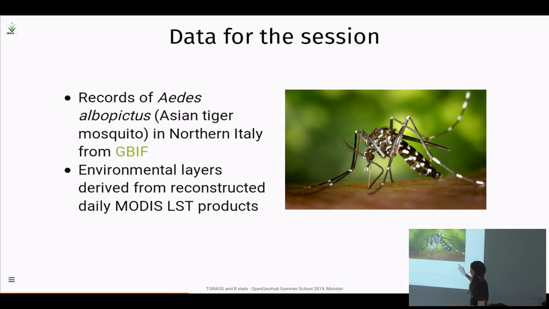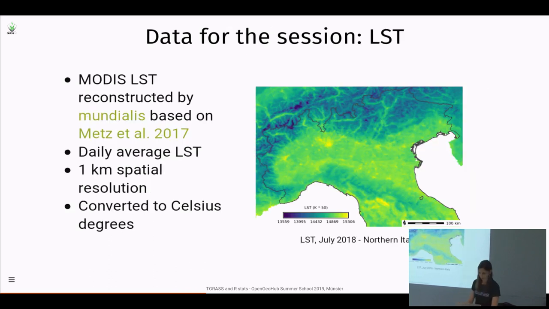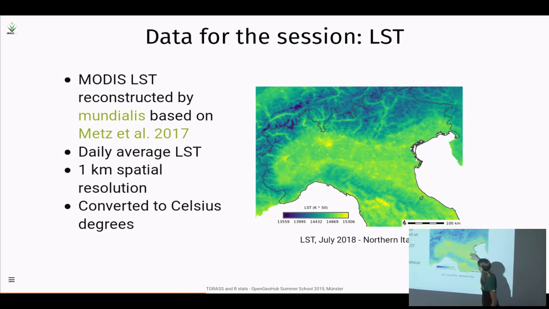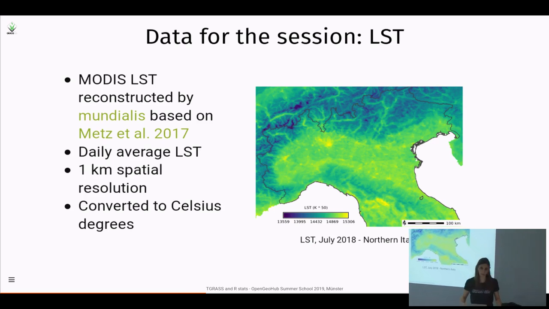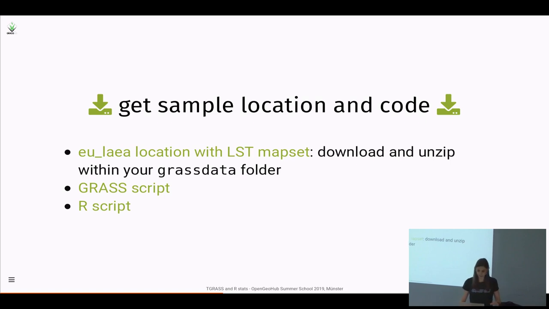Okay, this is the mosquito. Finally, a picture of an animal. And this is just a quick view of the data. Again, this will be our study area, northern Italy. That's where a lot of West Nile fever cases occur every year, and that's why we picked that area. Also, there are records of mosquitoes. And this I hope you have already done.